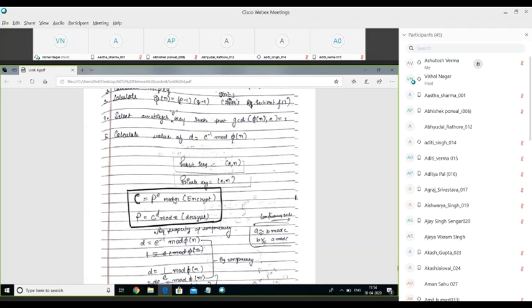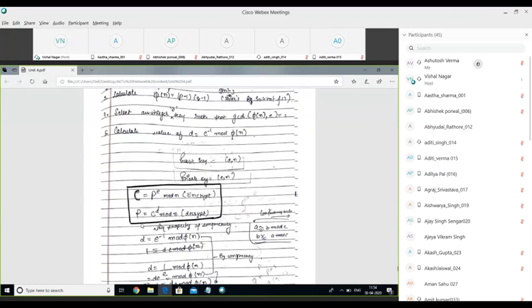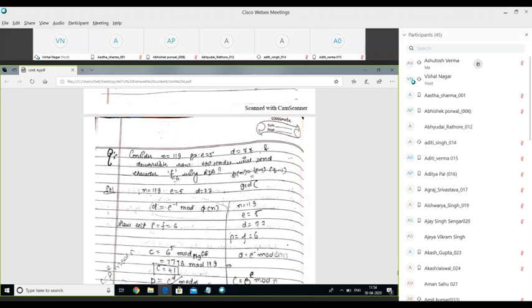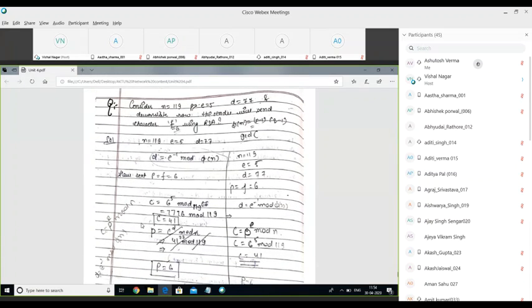For producing the ciphertext on the sending end, we use the calculation c equals p to the power e mod n for encryption, and on the receiving end, for decrypting, or for getting the original text, we use the function p equals c to the power d mod n. This is the modular function, or the remainder function. Based on this, we are going to discuss one example.